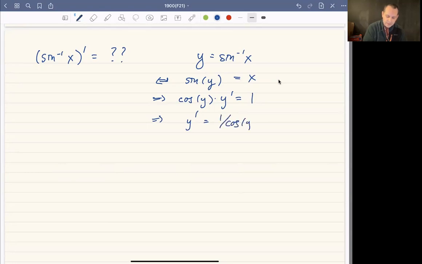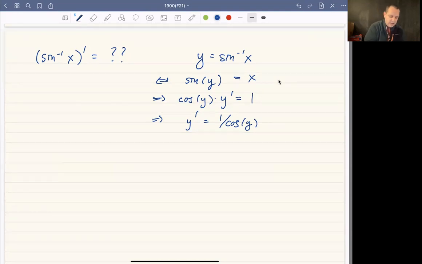And we have two problems. The first is that I don't want to write a derivative in terms of the function itself. That's a differential equation, and that's not so helpful for figuring out what the derivative is going to be. And also, I don't know what cosine of y is. I know what sine of y is, but not cosine. And we can solve both of those problems actually using the same method here.